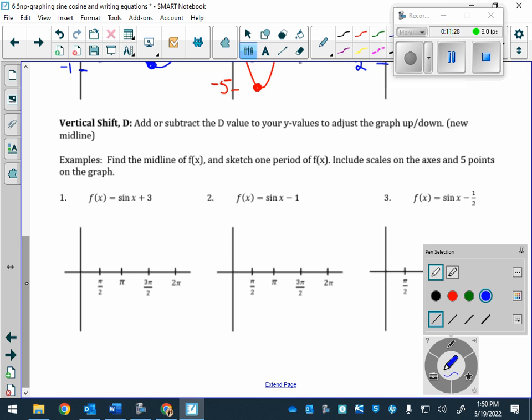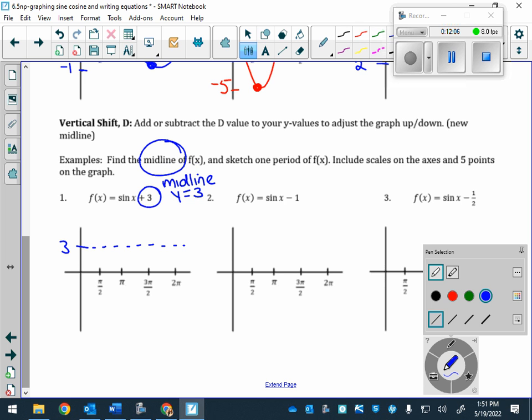Vertical shift. If it's outside parentheses, like we see here, you're either moving up or down. So that's where your midline changes. Outside means your midline. In front means your amplitude. So what is our midline of this function? We're going from 0 to what? 3. Our midline is y equals 3.